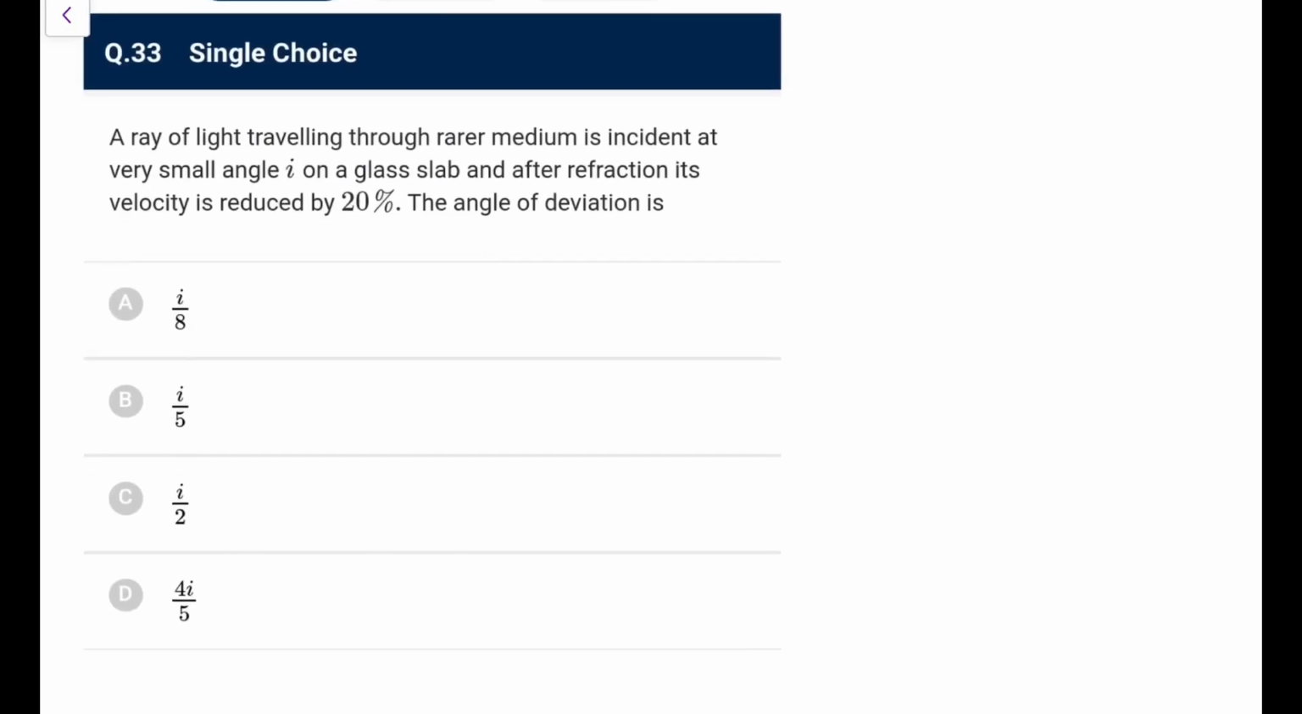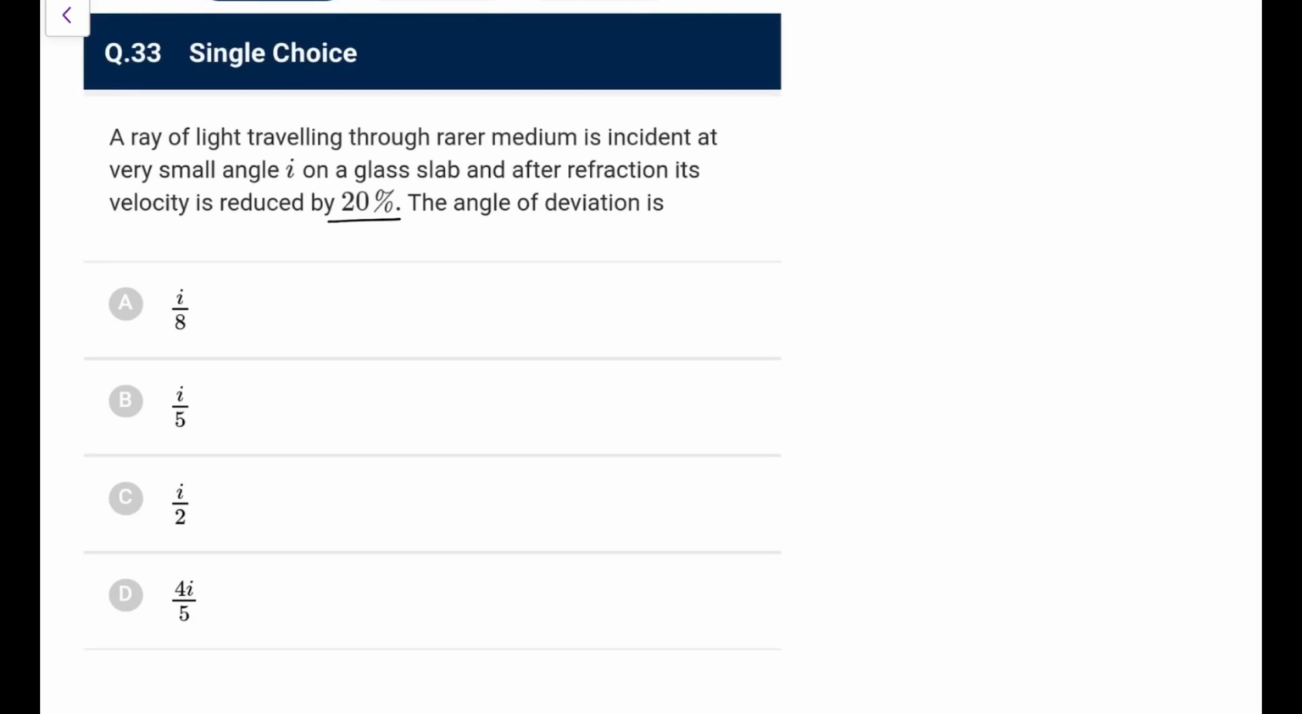Ray of light traveling through a rarer medium is incident at a very small angle I on a glass slab, and after refraction its velocity is reduced by 20%. The angle of deviation is, okay, so velocity is reduced by 20%. So it was in a rarer medium, and now it enters into a glass slab. Okay, so what would be the deviation here? The velocity is reduced by 20%, you are writing.